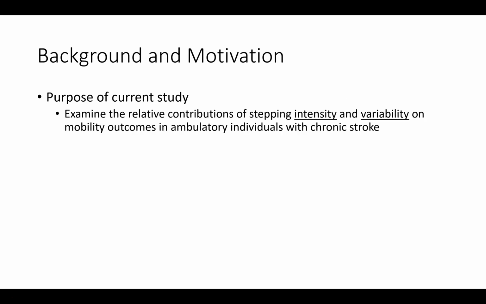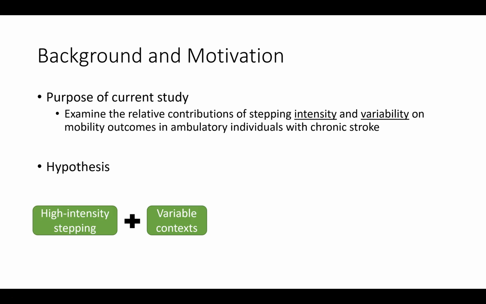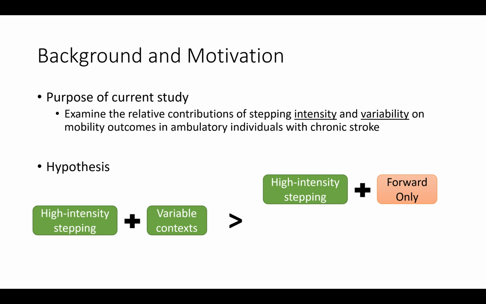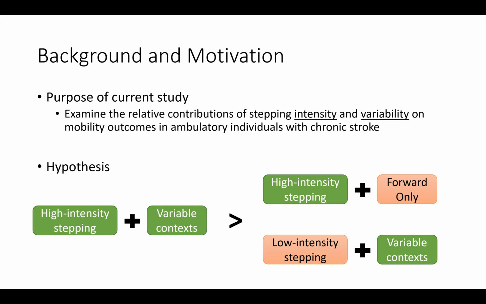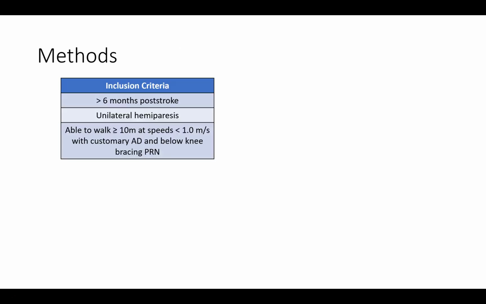So the purpose of this study was to look at the relative contributions of stepping intensity and variability on the walking outcomes in these individuals with chronic stroke. We hypothesized that high intensity stepping, specifically in variable context, so I'll get into what that means in a second, would be better than similarly high intensity stepping but only in the forward direction, or low intensity stepping in variable context. So really trying to tease out the contributions of intensity and variability to these walking outcomes.